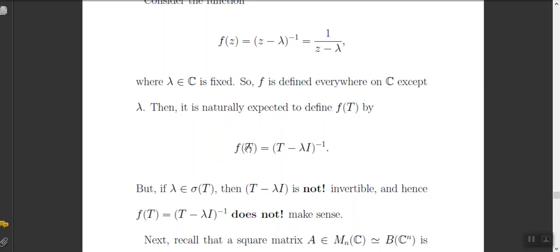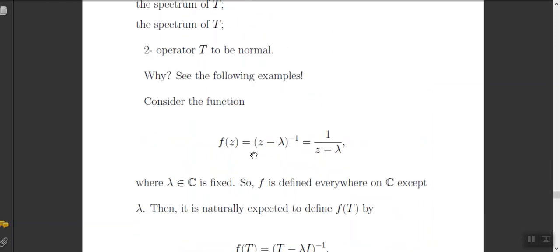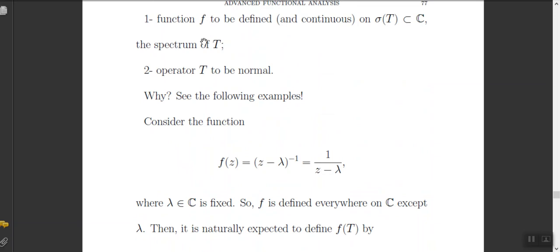Because when you try to define f of T, just follow this formula, you say f of T equals (T minus lambda I) inverse. But lambda belongs to the spectrum, so T minus lambda I is not invertible. So this inverse does not exist. So you cannot define f of T. Why? Because f is not defined on lambda, which is an element of the spectrum. So it means f is not defined on the spectrum. So this is an example of why we consider this.